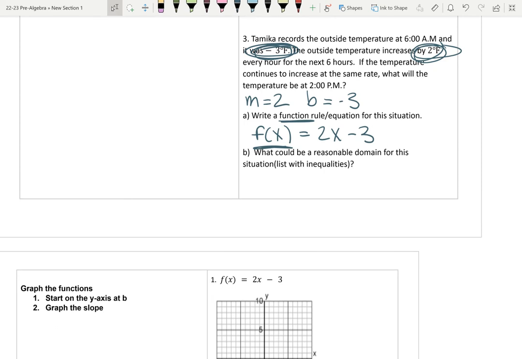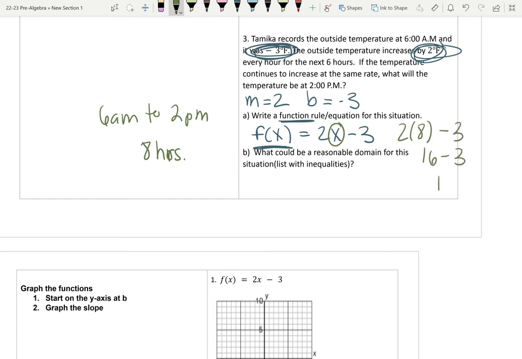And then to figure out what it is at 2 p.m., all we're going to do is plug in a number for x. So from 6 a.m. to 2 p.m., 8 hours pass. So I'm going to put in 8 for x, and I would get 16 minus 3, which is 13. So 13 would be the degrees at 2 p.m.